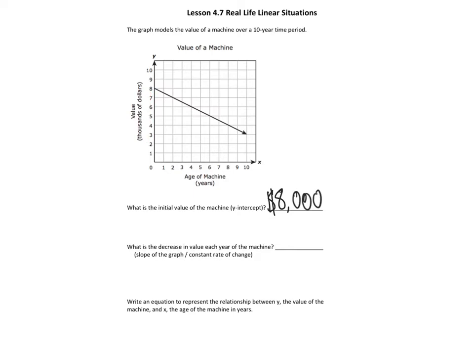Now, the next question says, what is the decrease in value each year of the machine? So we need to go ahead and find 2 points on our graph. We know one can be that y value, and we have to find the next perfect corner, so we're going to trace down our line until we hit that perfect corner, which it looks like is right here. So we need to make our other dot.